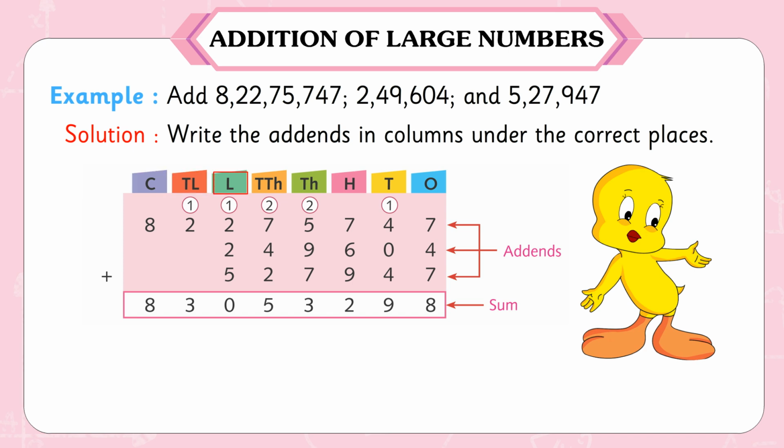C, TL, L, TTH, TH, H, T, O. 8 crore 22 lakh 75,747, 2 lakh 49,604, 5 lakh 27,947. Addends. Sum. Answer: 8 crore 30 lakh 53,298.